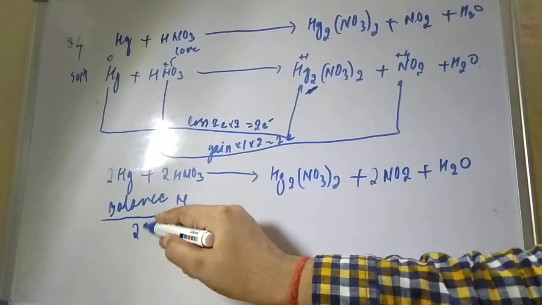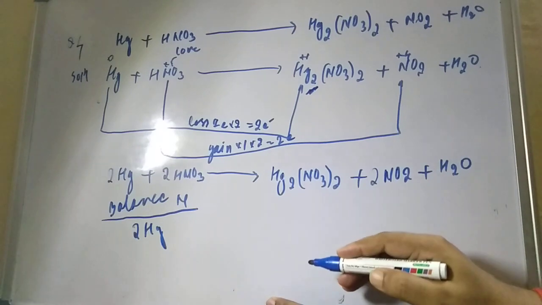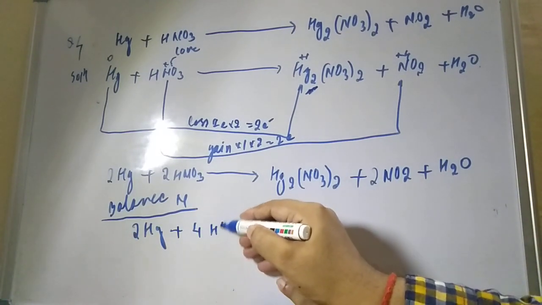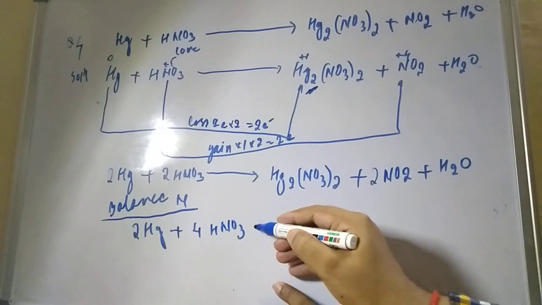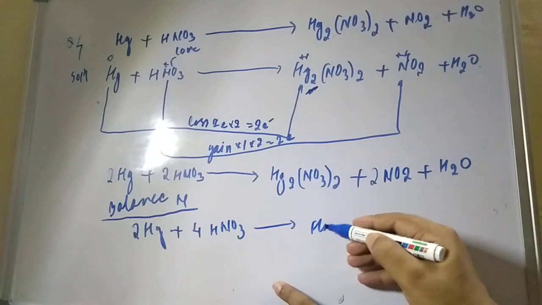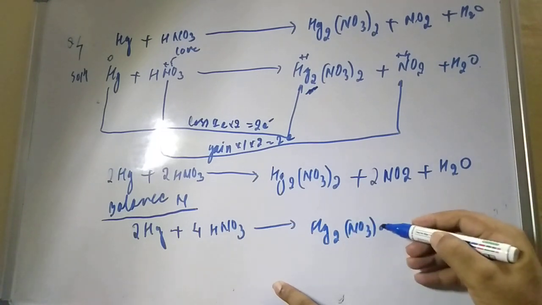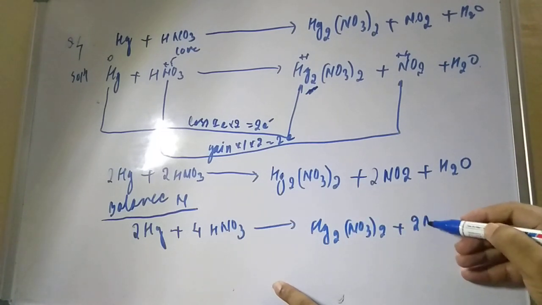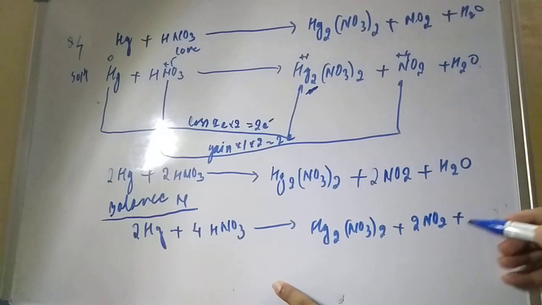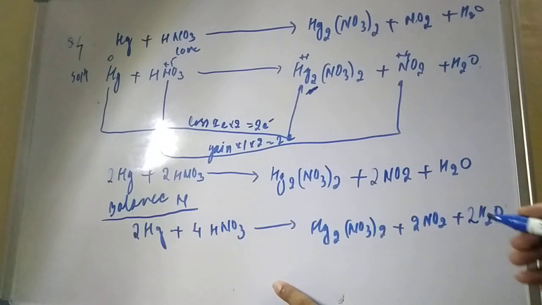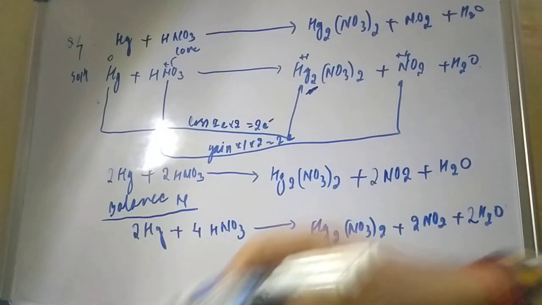So here writing, students, 2 Hg reacting with 4 HNO3, giving rise to Hg2(NO3)2 plus 2NO2, there is no change in this, plus water molecule. Now we check hydrogen, 4 hydrogens means 2 H2O. Now this is the balanced chemical equation, students.